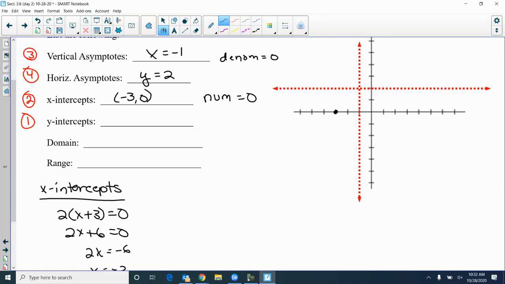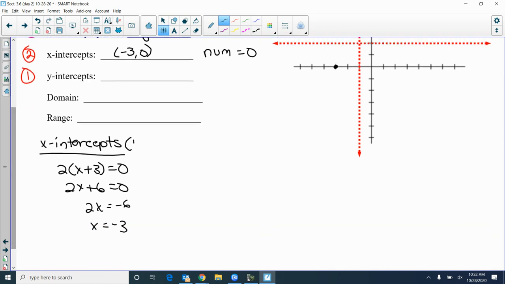All right, y-intercepts. This goes way back. Let the numerator equal 0 for the x-intercepts. Y-intercepts. Hey, how do you find a y-intercept in any graph? Plug in 0 for x. Never, never, never changes. Let x equal 0 for everything.